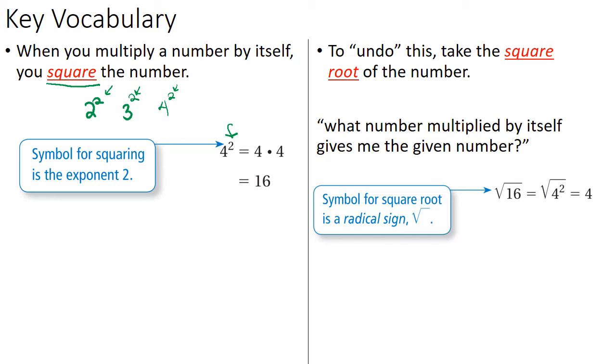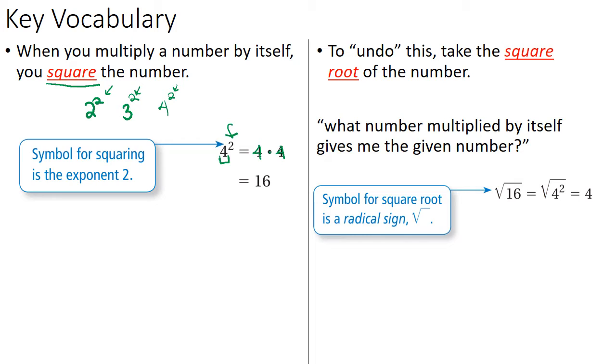And remember, when we are squaring a number, or when we have something raised to an exponent of 2, we're using the base of our power as a factor 2 different times. So that's going to be 4 times 4, which is going to give us 16.